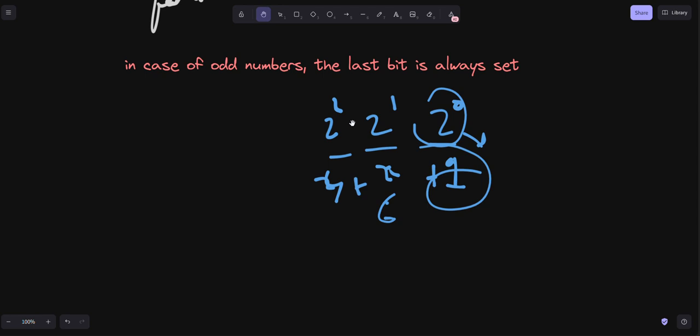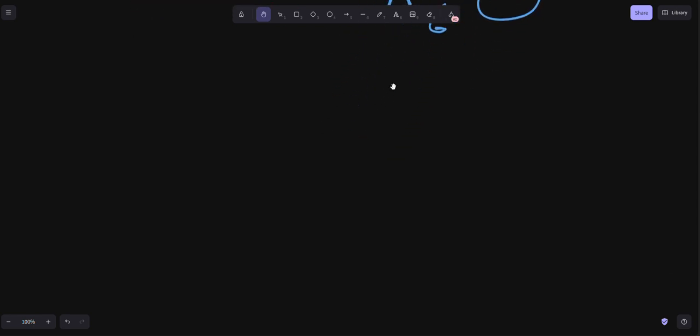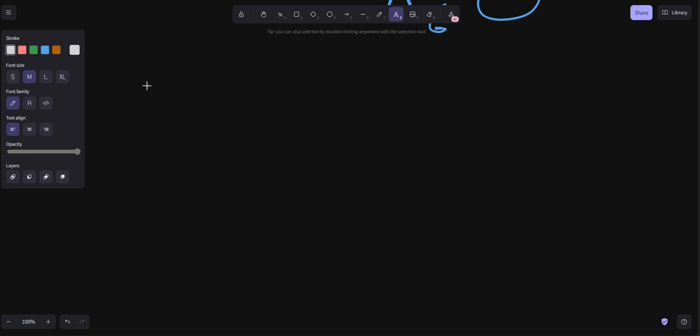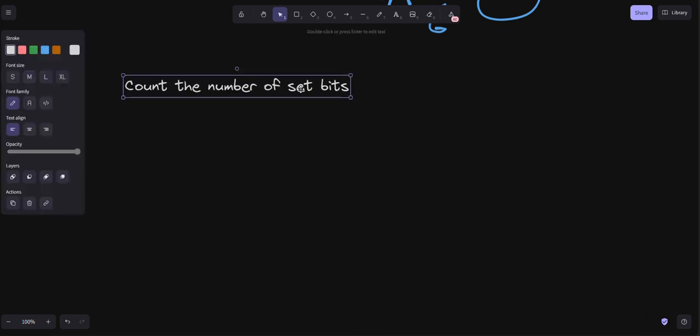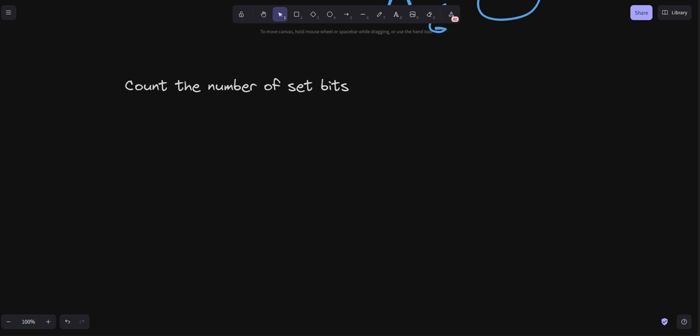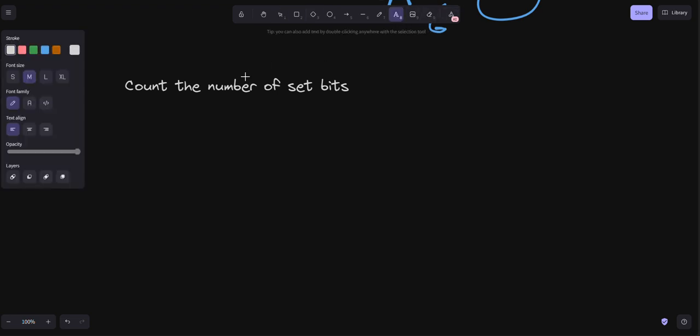One more question we will do, which will give you more tricks. Count the number of set bits. Before that, we can first discuss the brute force method for this. I will write that for your reference.